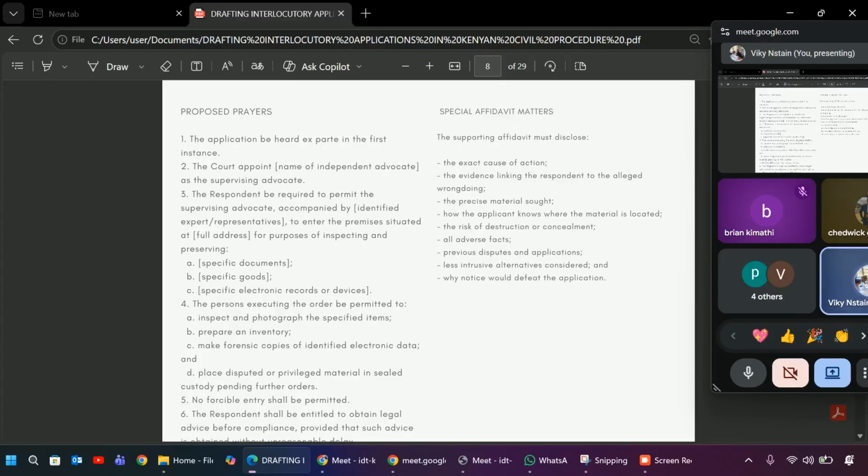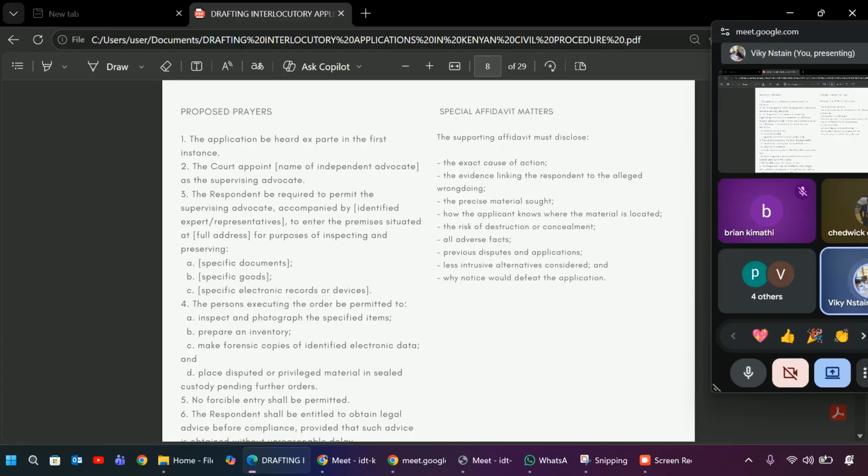And the court appoints, you can even name an independent advocate as a supervising advocate, and that the respondent be required to permit the supervising advocate, accompanied by either an expert or representative, to enter the premises situated at that exact place for purposes of inspecting and preserving. Now, it is important, if it is in relation to various documents, you can give the exact documents, you can specify the goods, you can specify electronic records and even devices.